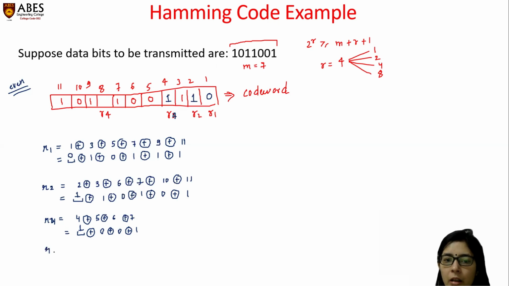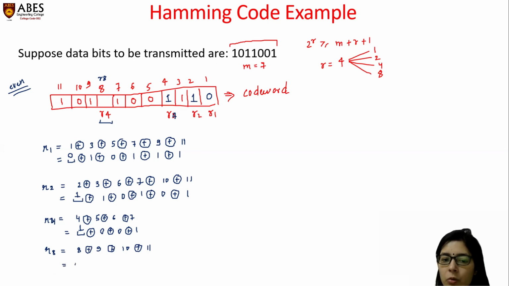So now again, we will calculate R8, or the redundant bit 4, the redundant bit at the 8 position. So for R8 calculation, we will start with 8, 9, 10, and 11. We will take 8 bits first, and then we will skip the next 8 bits. So right now we have only 4 bits, so we will take those 4 bits only.